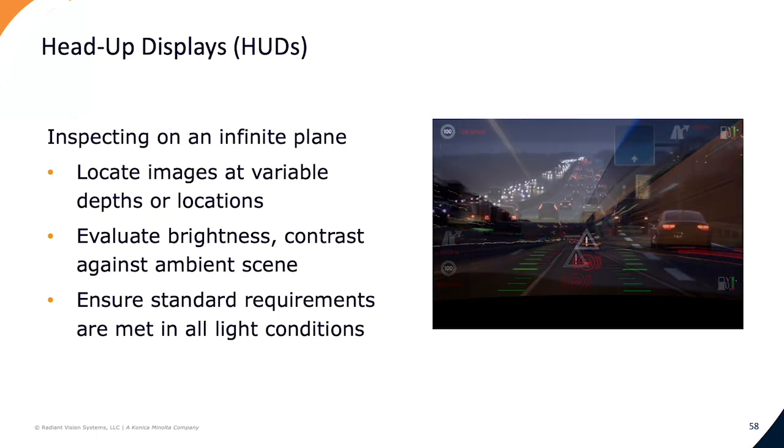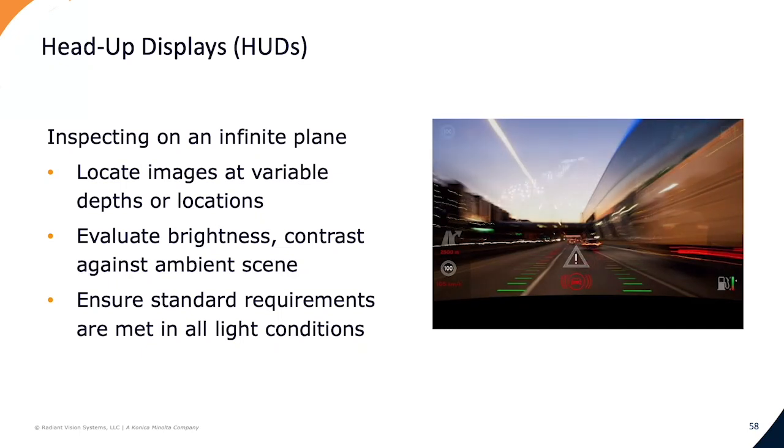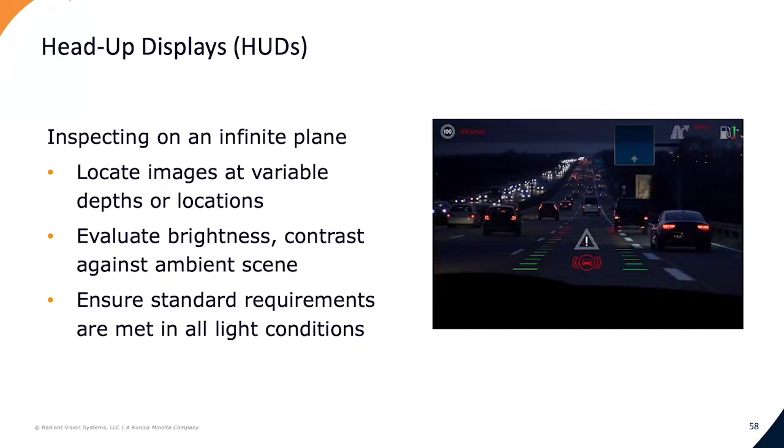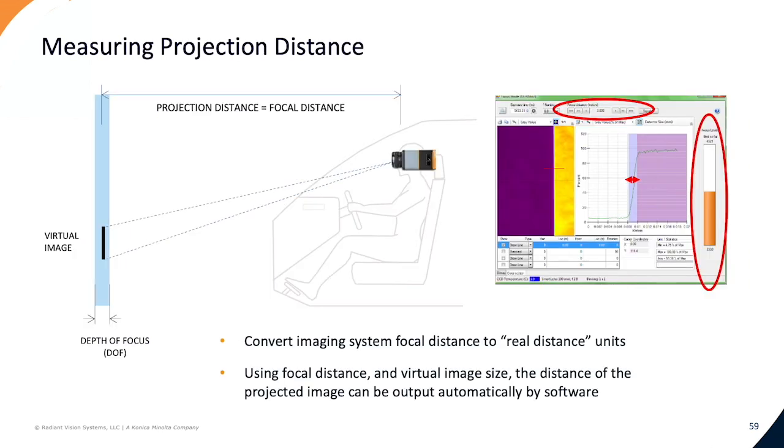Taking the example of HUDs, or head-up displays, measuring the display requires an imaging system that can evaluate brightness and contrast against an ambient scene, and be able to locate images projected at variable depths or locations. In automobiles and airplanes, it's also important to ensure that display performance meets industry regulations and standards for visibility and safety under all operating conditions. One important measurement for head-up displays is being able to determine the projection distance. How is this accomplished?